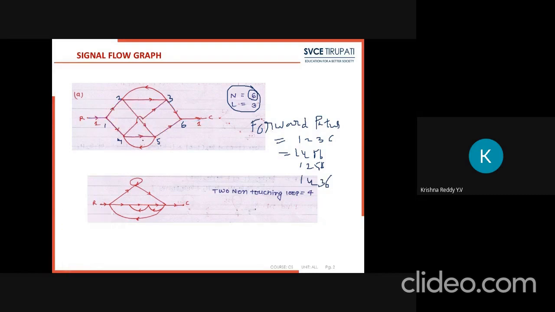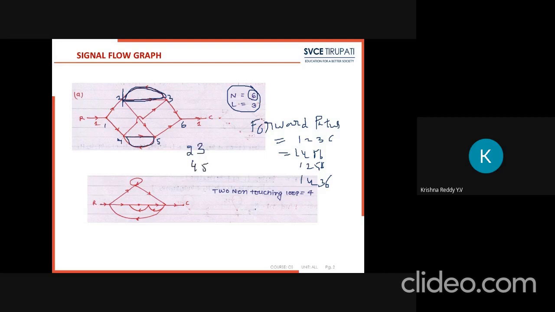Now tell me the loops. What are the loops? Here we are having one loop. It is starting at node 2 and ending at node 2. It is the 2, 3, 2 loop. Next, 4 and 5 is one loop.